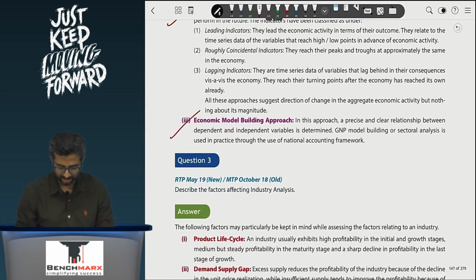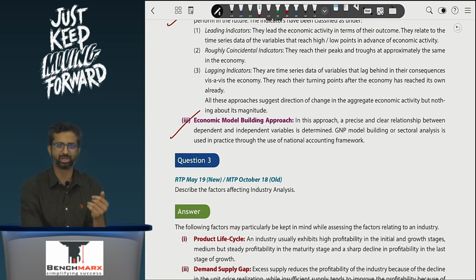So these are three, and then economic model building approach. So you will have models, financial models, which try to throw some output. Are we clear? So what are the three important numbers? If we have to look at ways to do economic analysis, first is what? Anticipatory survey. Second is what? Indicators. Indicators or barometers can be three. Which are the three? Leading, coincidental, lagging, and lastly you will have model building.